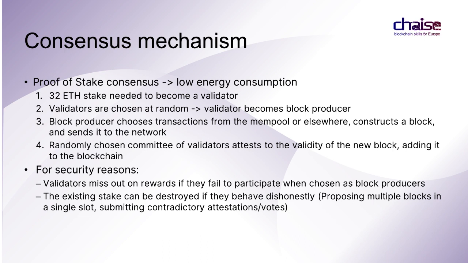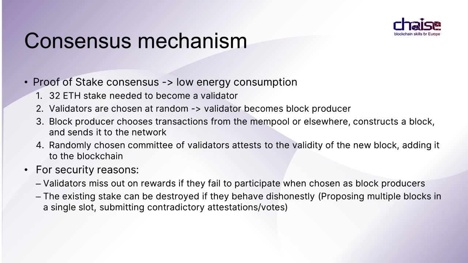Overview of the mechanism. To participate as a validator, users must stake 32 ETH and run three separate pieces of software: execution client, consensus client, validator client. Every 12-second slot, a random validator is chosen to become a block producer. Block producers must choose transactions from the mempool, a pool of user-submitted transactions, or elsewhere and construct a block. The block must then be broadcasted on the network for other validators to see.